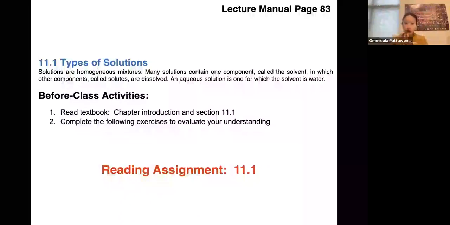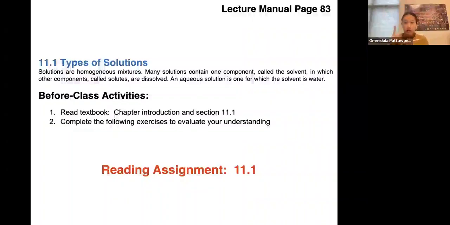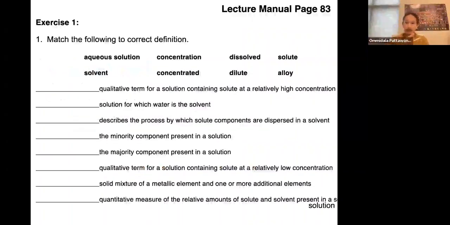Before we start, I would like you to pause the video. First, read the OER textbook. Second, fill out the exercise to evaluate your understanding. After you finish, resume the video to check your answer with me. So let's do that. Now let's check your answer with me.